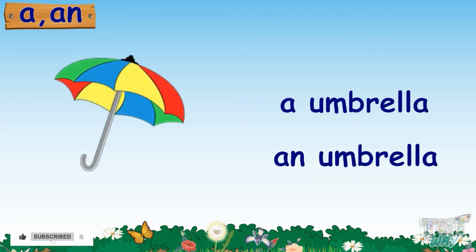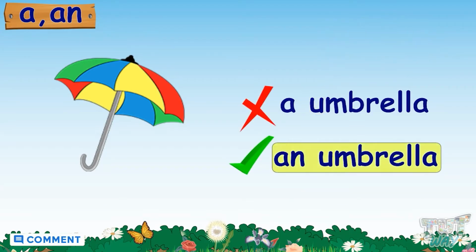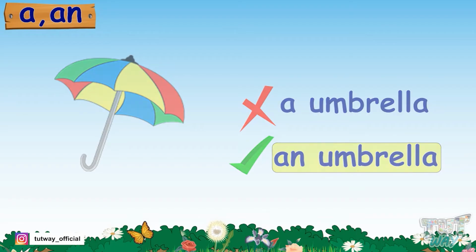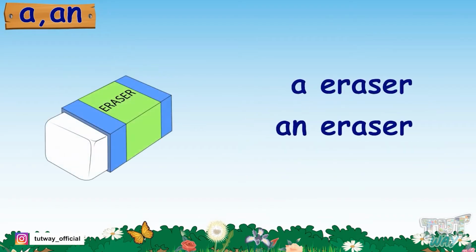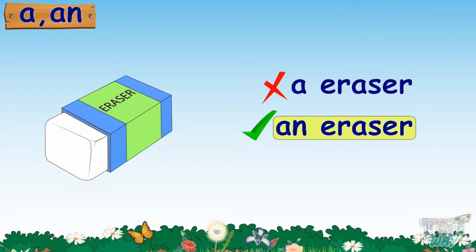This is the picture of umbrella. Umbrella starts with the vowel sound U. So we will choose an, and we will say, this is an umbrella. Now, let's see some more examples. Eraser. It begins with the vowel sound E. So we will use an before it.